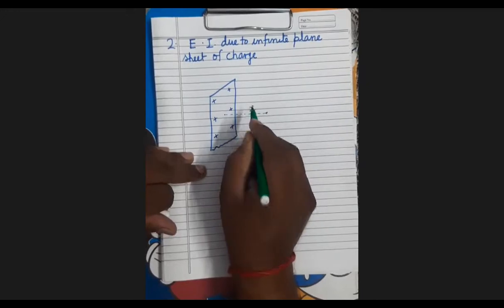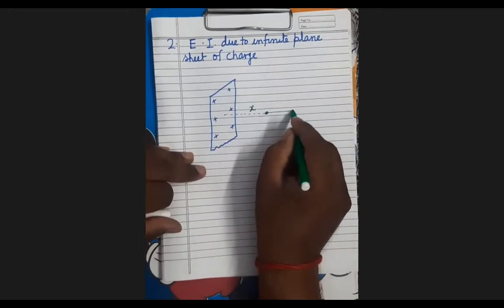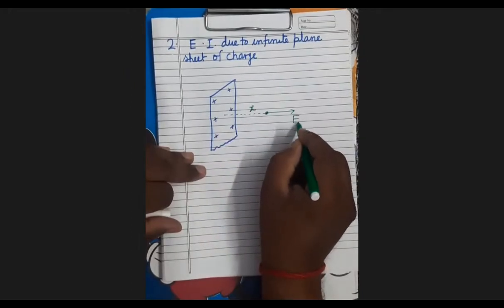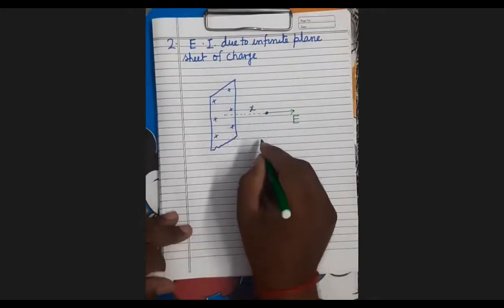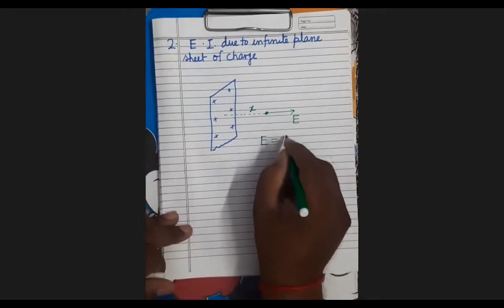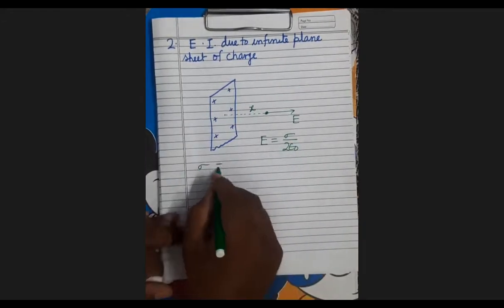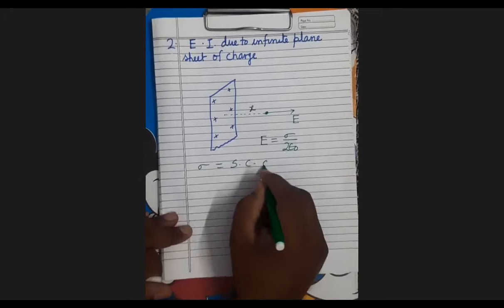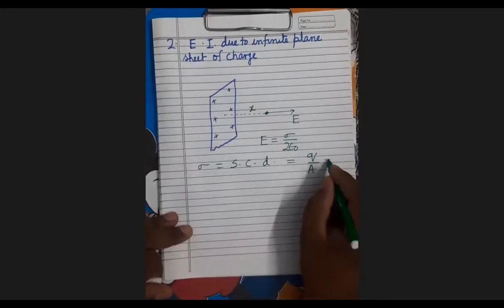What will be the direction of electric intensity? It will be normal to the plane sheet of charge, but away from it because it is positively charged. What will be the electric intensity at this point? E will be given by sigma upon 2 epsilon naught, where sigma is the surface charge density, that is, charge per unit area. The unit will be coulomb per meter square.